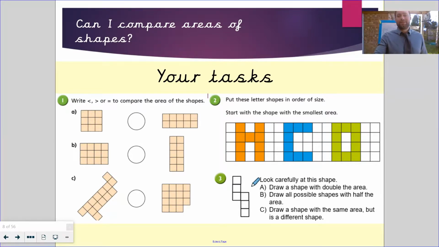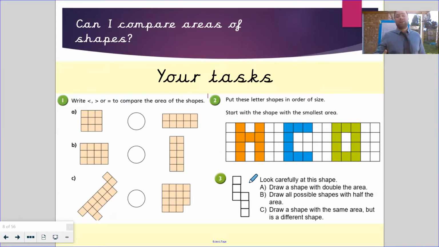And then part 3, this is really pushing you guys. Look carefully at the shape. I want you to draw a shape with double that area to begin with. And then part B, I want you to draw all possibilities of shapes that you can have with half of that area. And then the final one is draw a shape with the same area, but is completely different.